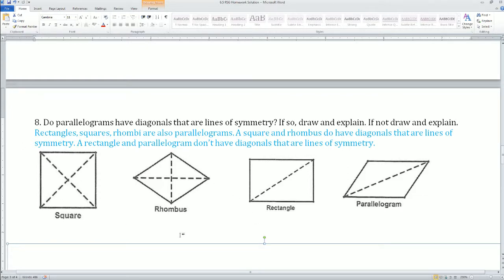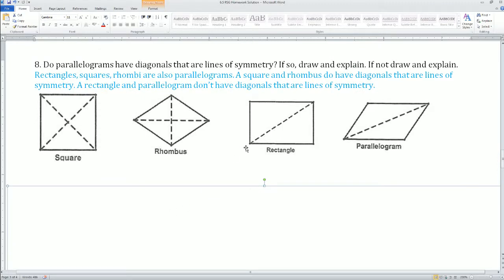Here's the rhombus as well, rectangle, and parallelogram. Okay, so we can note that rectangles, squares, and rhombuses are parallelograms. A square and a rhombus do have diagonals that are lines of symmetry. Rectangles and parallelograms do not; their diagonals do not make their lines of symmetry. You could just fold a piece of paper if you would like to see that.